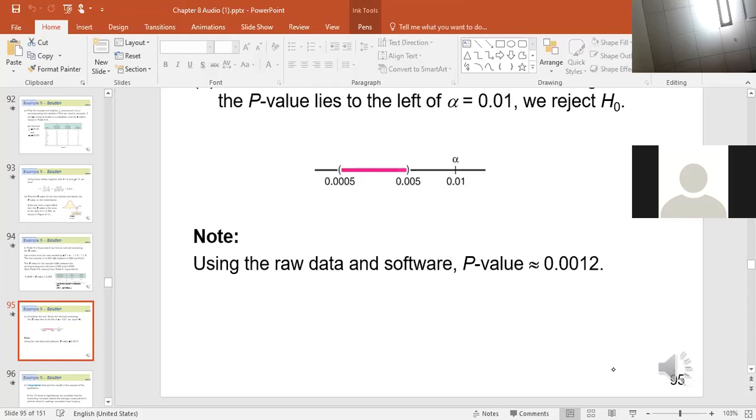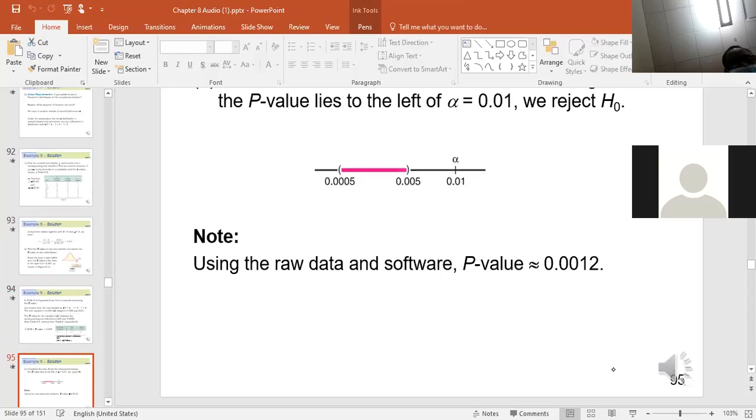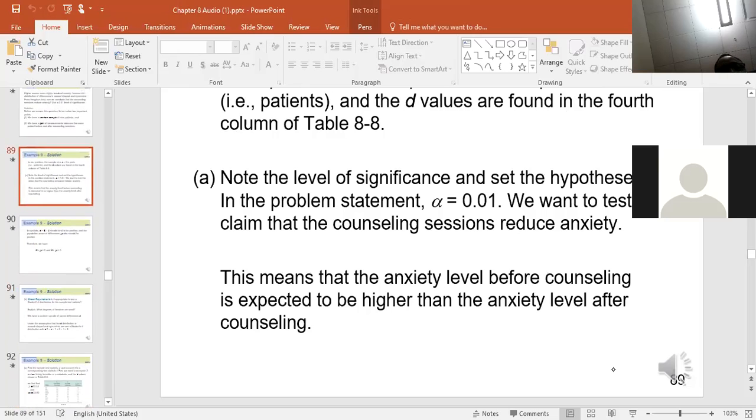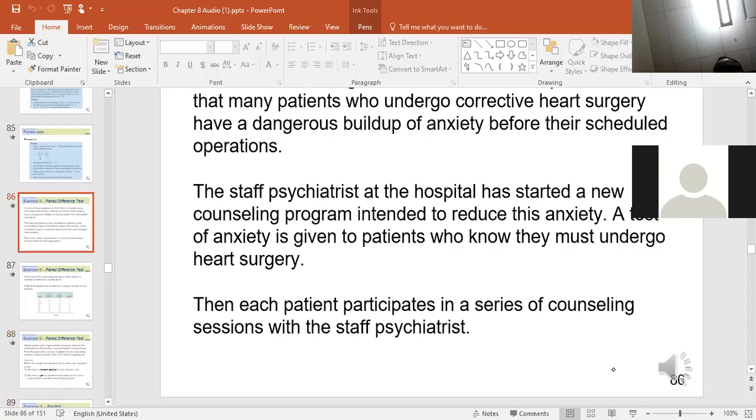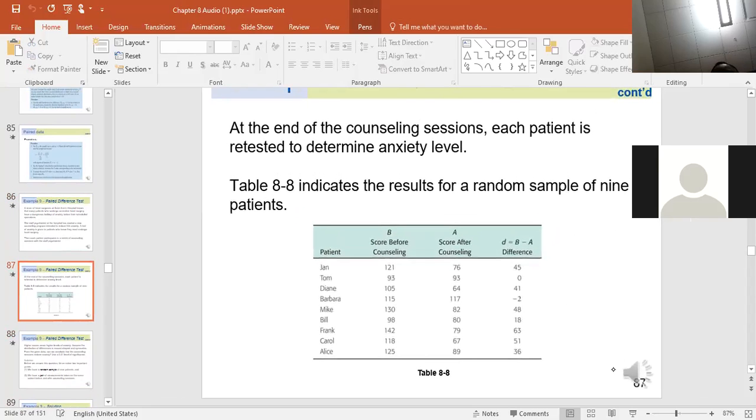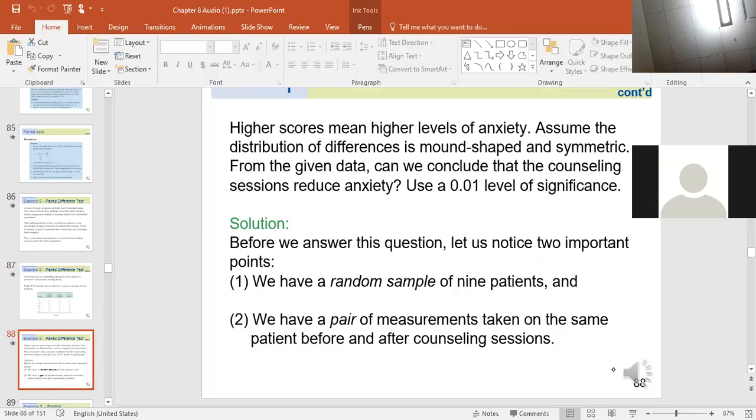So what was the alpha? Anybody remember what alpha was? Alpha was 1%. 0.01: is P less than alpha or greater than alpha? P is less than alpha. So reject H0.